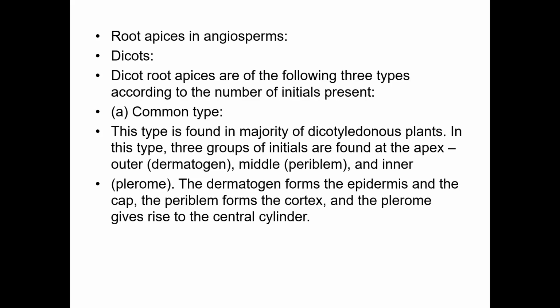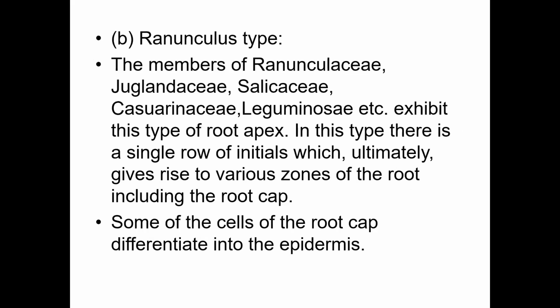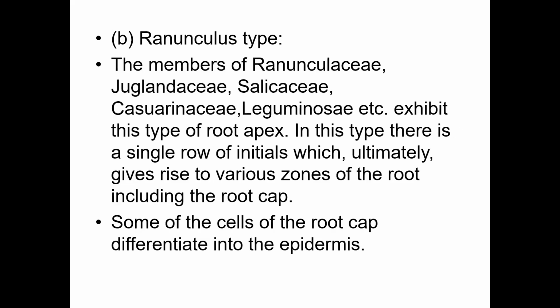So here also, root apices in angiosperms have different types. In dicots, there are the common type, Ranunculus type, and Casuarina type. In the common type, three groups of initials are found in the apex: dermatogen, periblem, and plerome. In the Ranunculus type, there is a single row of initials, which ultimately gives rise to various zones of the root, including the root cap.